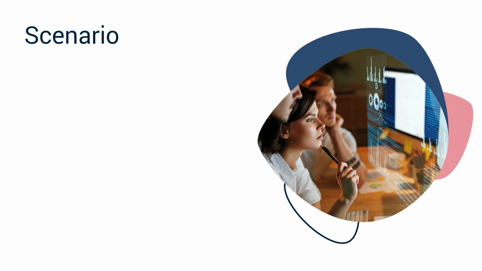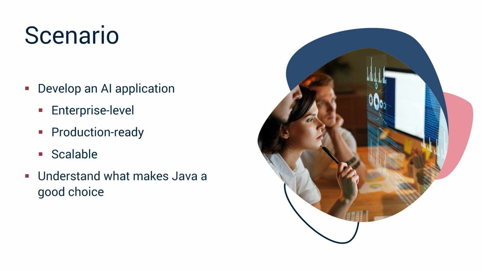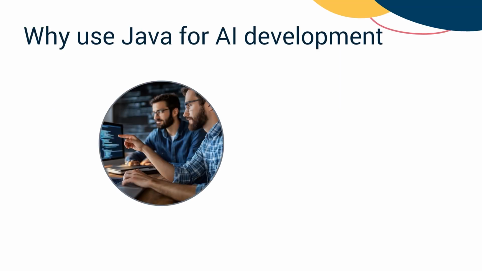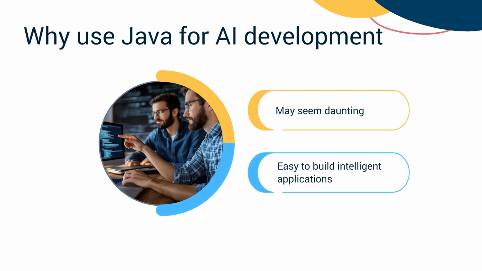Let's consider the case of your organization, which wants to develop an enterprise-level, production-ready, scalable AI application and is exploring Java as one of the options. Before they make the selection, it's important to understand the aspects that make Java a good choice. Using Java to develop an AI application can initially seem daunting. However, with the right environment setup, you will be able to build intelligent applications easily and quickly.